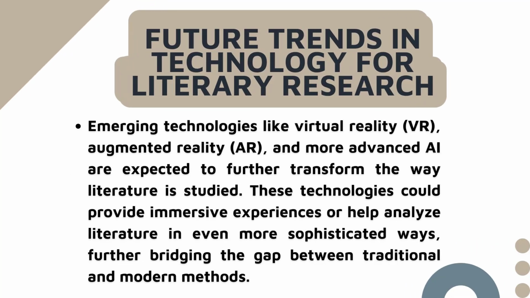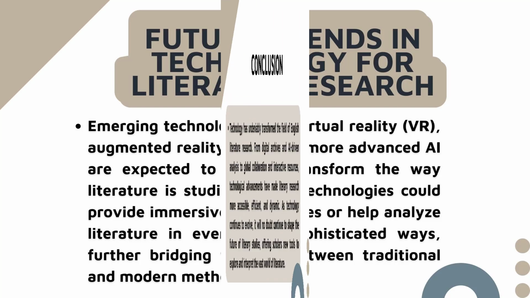Number 10. Future trends in technology for literature research. Technology will continue to evolve, shaping future literary research. Emerging technologies like virtual reality, augmented reality, and more advanced AI are expected to further transform the way literature is studied. These technologies could provide immersive experiences and help analyze literature in an even more sophisticated way, further bridging the gap between traditional and modern methods.